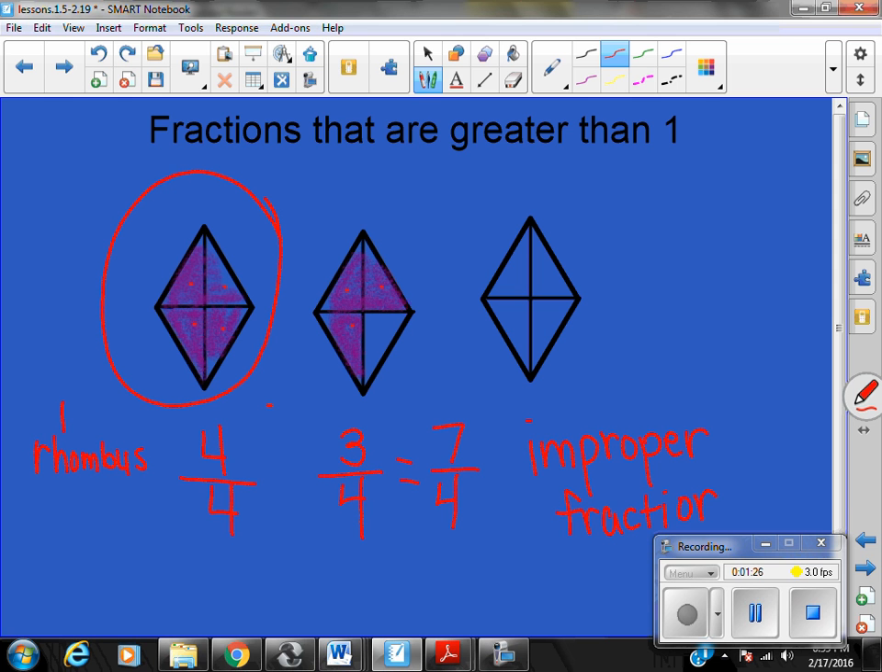And we know that we have more than 1 when the top number is greater than the bottom. So I know that I'm talking about more than one rhombus. I can call it rhombi when I'm talking more than one.